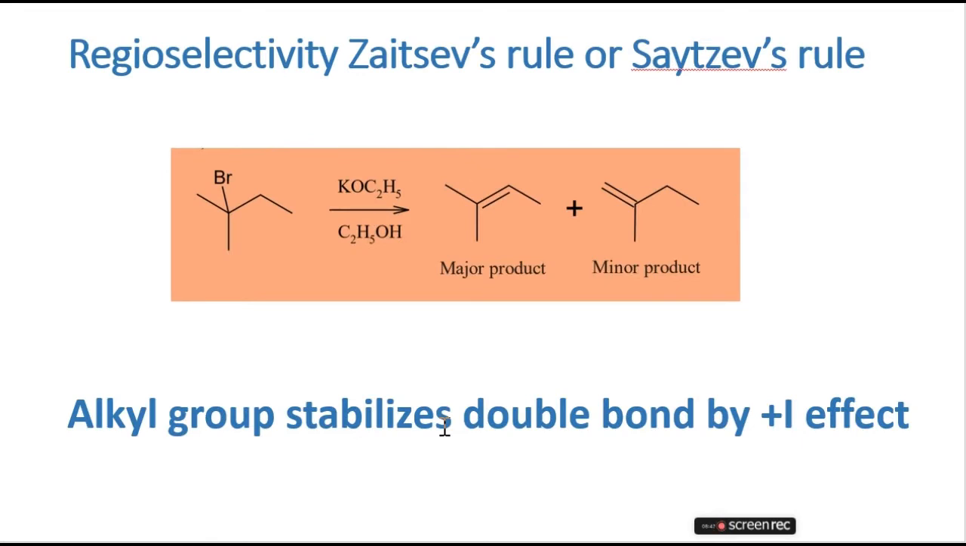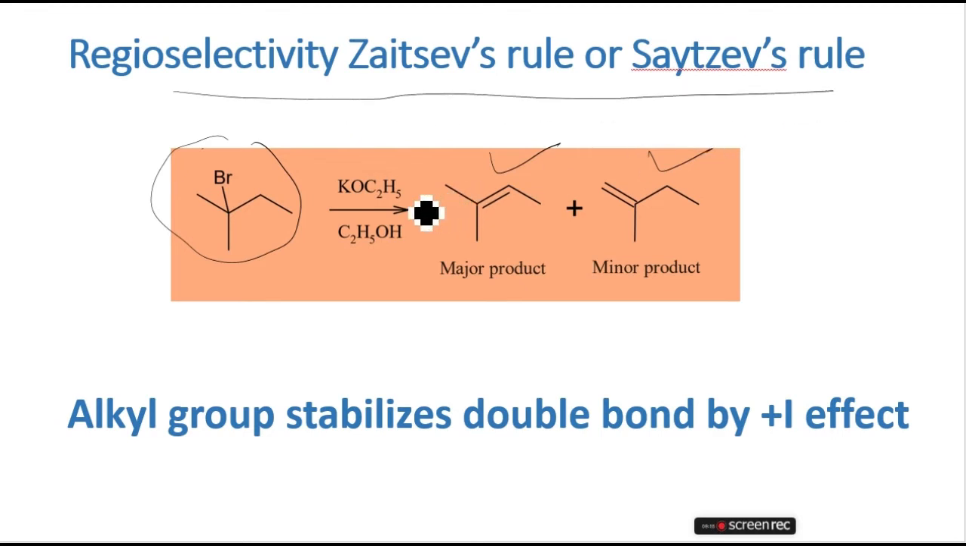So we have learned about the E2 elimination mechanism. Now when this type of alkene is involved, there is a possibility of the formation of two types of products, this one and this one. At that time we have to see the regioselectivity, the Zaitsev rule, or you can say Saytzev rule. So when we use this alkyl halide and react it in the presence of a base and solvent, there is a possibility of formation of these two products.